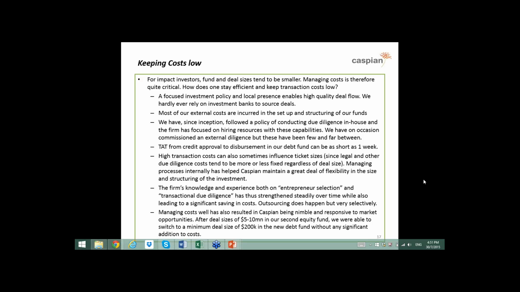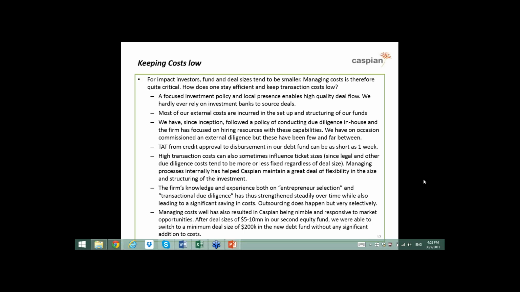I think it's also given us a lot of flexibility in determining the size and structure of our investment, since a lot of the due diligence costs tend to be fixed regardless of the size. Being able to manage that in-house and keep it low has helped us. After deal sizes of about 5 to 10 million in our second equity fund, we're now able to switch to a deal size of $200,000 in the debt fund without any significant addition to our costs. So we're able to stay nimble in the market and respond to market opportunities better.